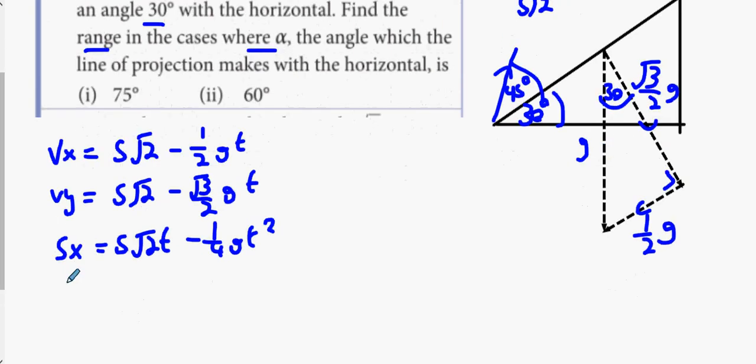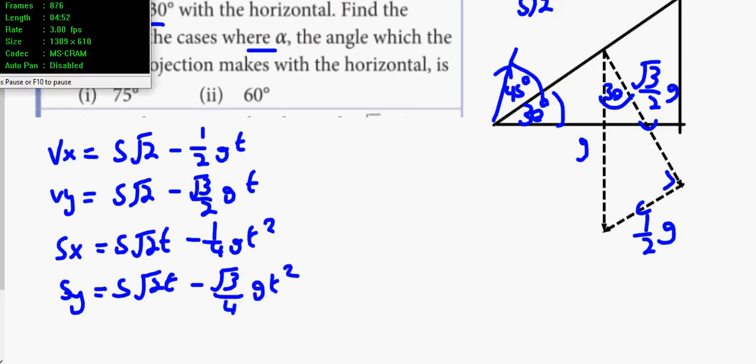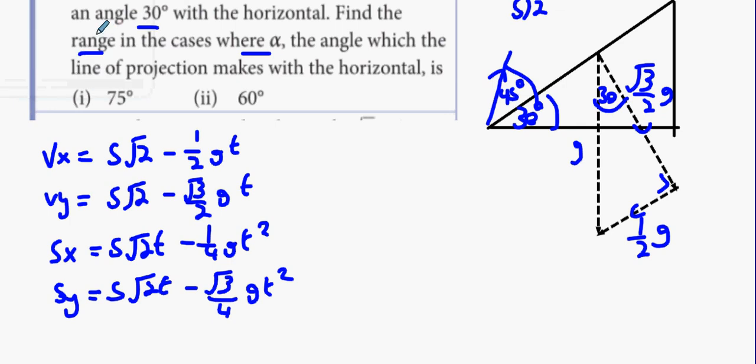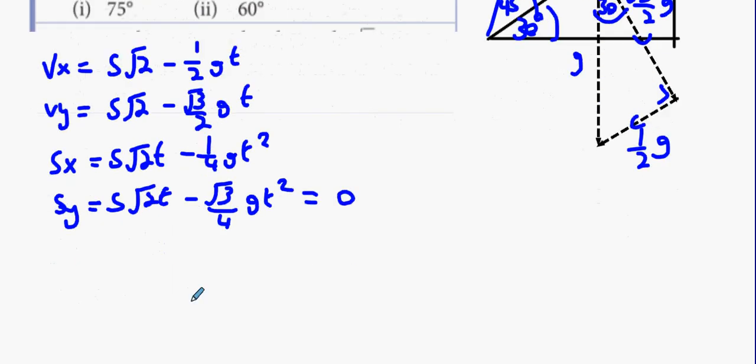Then do the next one. 5 root 2 t, half root 3 over 2 to get root 3 over 4 g t squared. Right. Next, range. What does range mean? Sy equals 0 and find your Sx, okay? So Sy equals 0 and this means that 5 root 2 t equals root 3 over 4 g t squared.